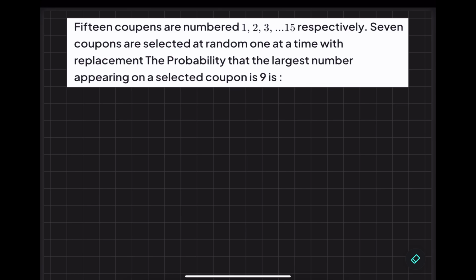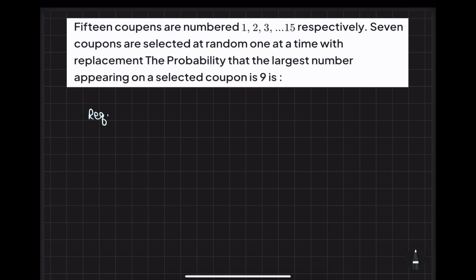So you have to find the probability in which you will be selecting some numbers. Okay, so in those selected numbers the largest number should be 9, means you cannot select 10, 11, 12, 13, 14, 15. Okay, so look at how I will approach this question.